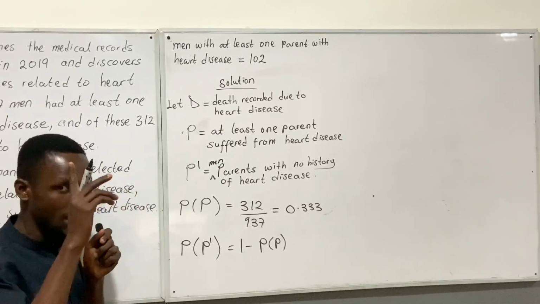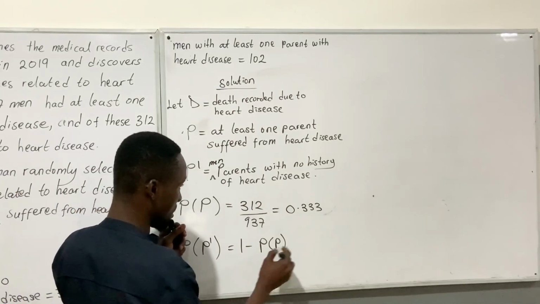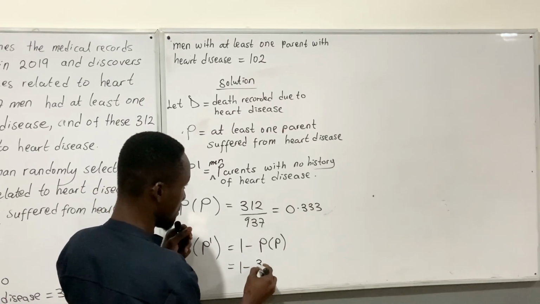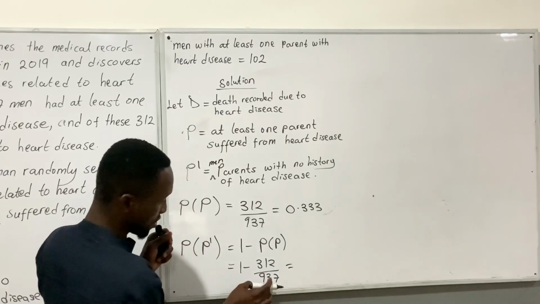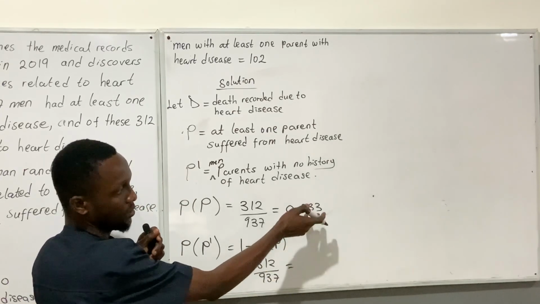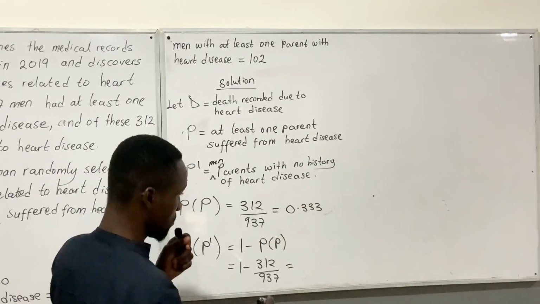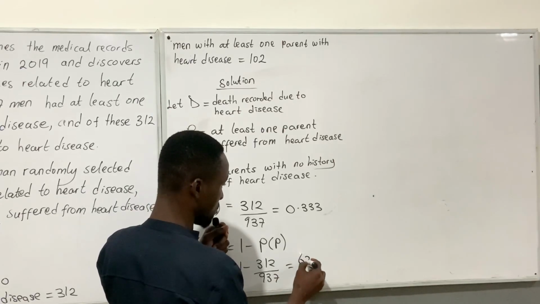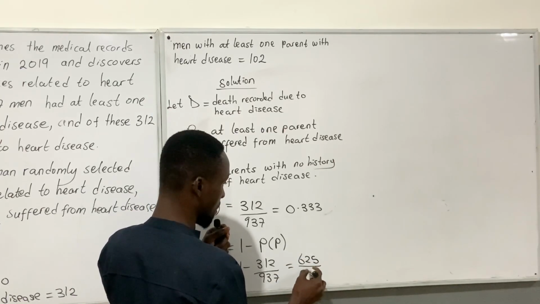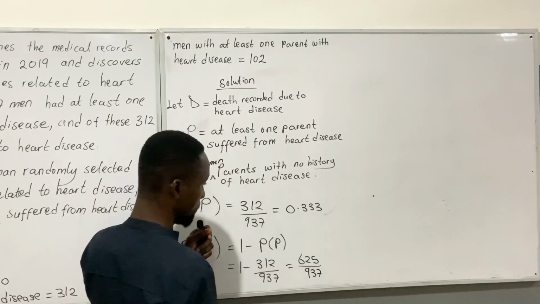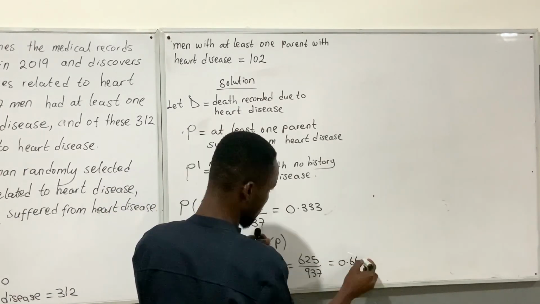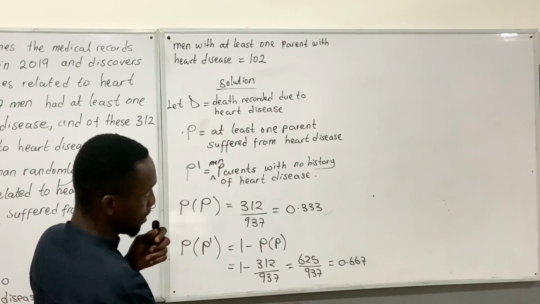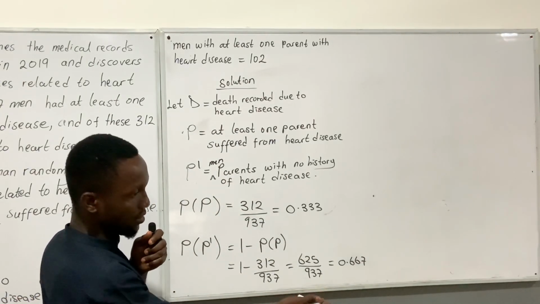When we add them, we should have 1. So this is giving us 1 minus 312 all over 937. Please punch this on the calculator. I don't want us to use the decimals. So this will give us 625 over 937. If you want to change this to decimal, you have 0.667.